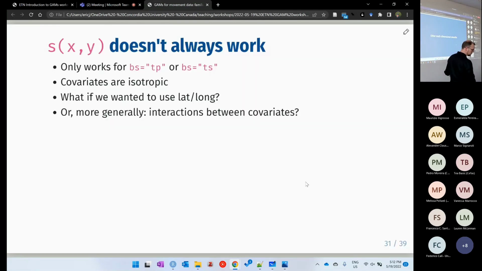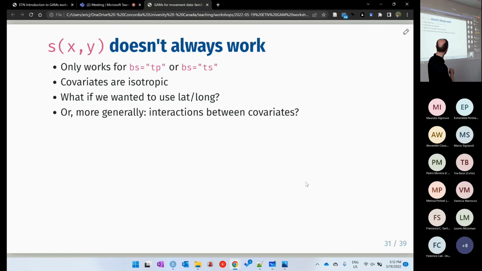The other multidimensional smooths that are useful to know are these thin plate ones. So this basic S(X, Y), just telling it whichever covariates you want to add to the interactions, doesn't always work. A covariate can easily be varying much more quickly in one dimension of your data than another. You want to look at interaction.